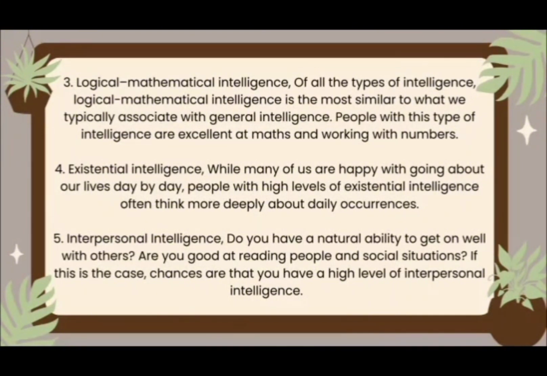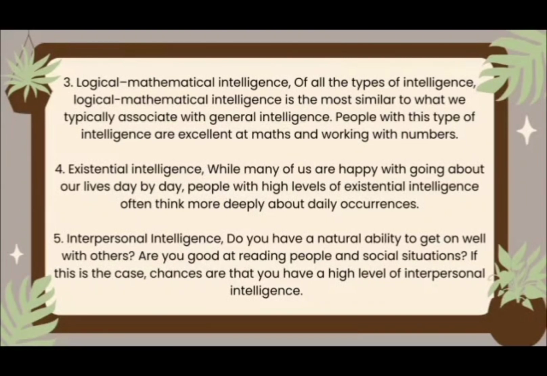The next one is logical-mathematical intelligence. Of all types of intelligence, logical-mathematical intelligence is the most similar to what we typically associate with general intelligence. People with this type of intelligence are excellent at maths and working with numbers. The next one is existential intelligence. While many of us are happy with going about our lives day by day, people with high levels of existential intelligence often think more deeply about daily occurrences.